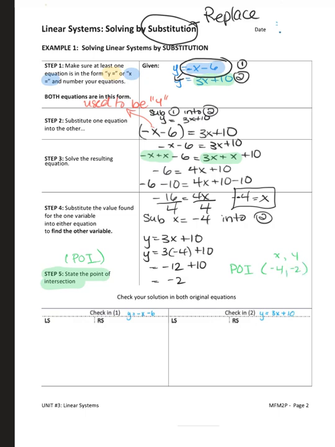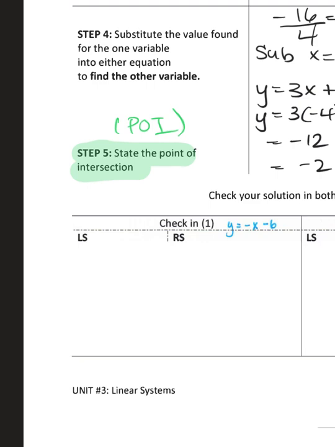Okay? And I'm going to check to see that this is right. So I check to see that my POI is right by substituting the value back into my equation. So I'm going to take my x value. I'm going to make this a little bit bigger so that we can look at this. I'm going to sub x equals negative 4 into my equation, and y equals negative 2.